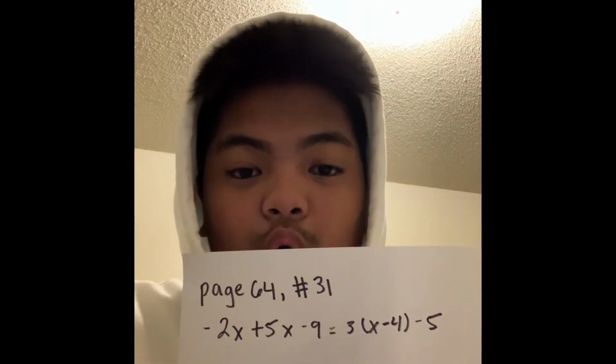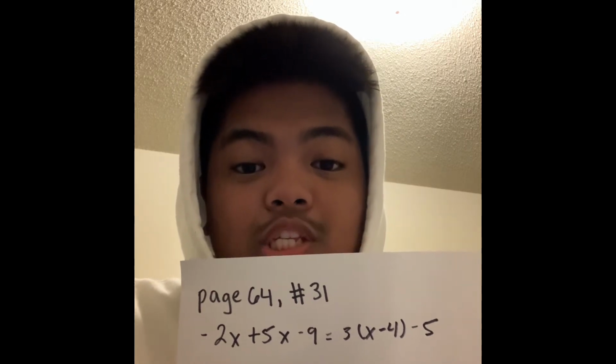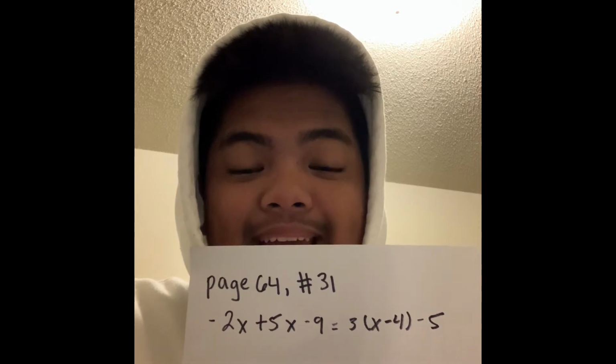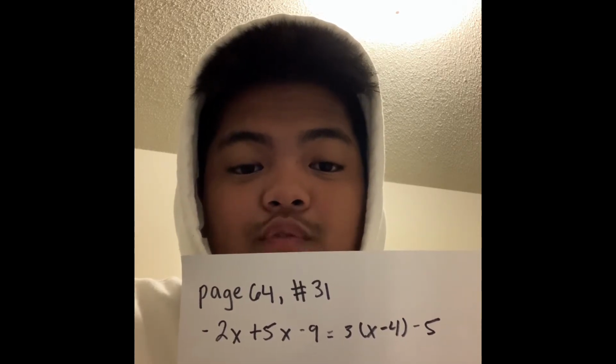Today, I am solving two problems, so let's start. Our first problem is from page 64, number 31: negative 2x plus 5x minus 9 equals 3 times x minus 4 minus 5.